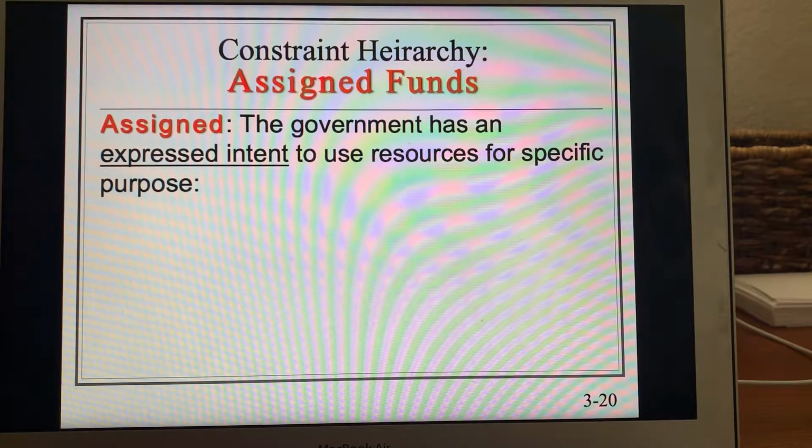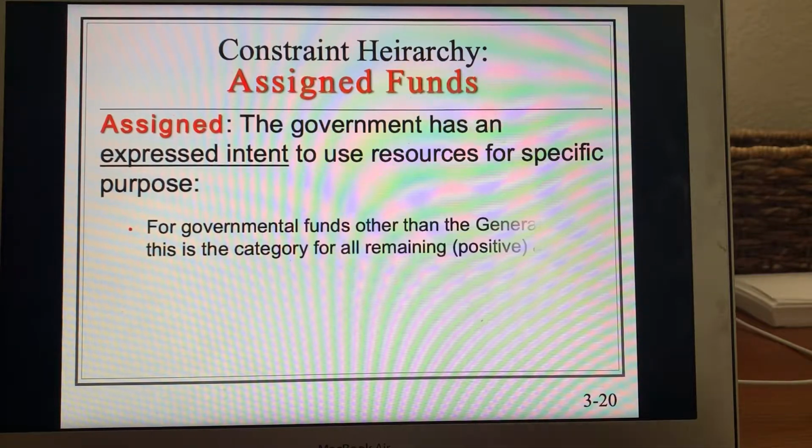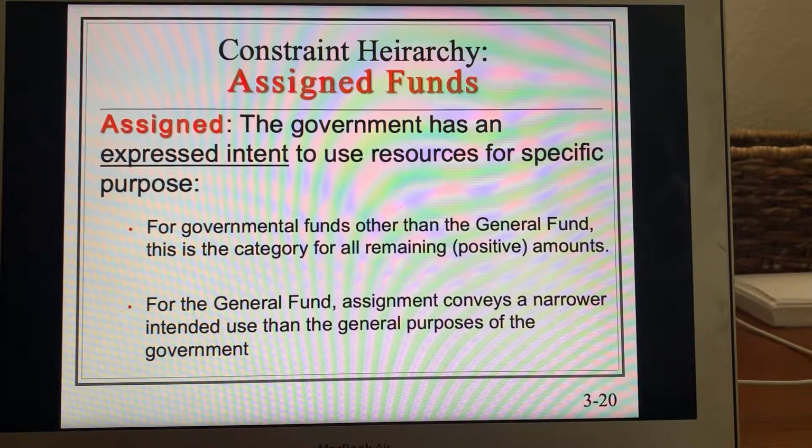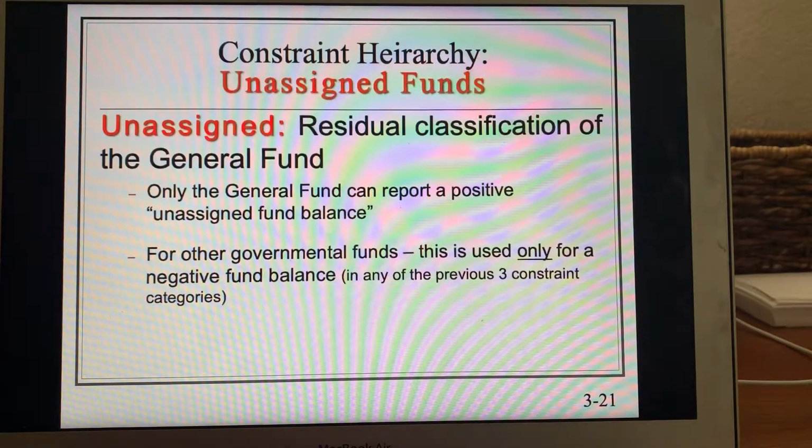Assigned funds: the government has an express intent to use resources for a specific purpose. For governmental funds other than the general fund, this is the category for all remaining positive amounts. For the general fund, assignment conveys a narrower intent to use than the general purpose of the government. Only the general fund can report a positive unassigned fund balance. For the other governmental funds, this is only used for a negative fund balance in any of the previous three constraint categories, okay?